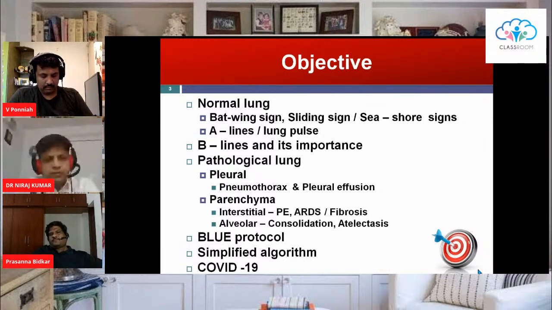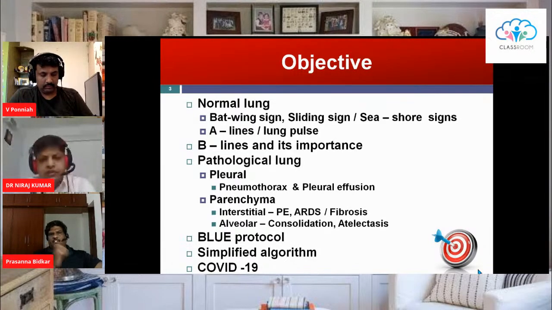Then comes the B lines, and what is the importance of the B line? We will discuss it. And after that, we will learn various kinds of pathological conditions of the lung. To make things very simple, first of all, we discuss the two pathologies regarding the pleura. One is air in the pleural cavity, that is pneumothorax, and another is fluid in the pleural cavity, that is pleural effusion. After that, we will discuss the parenchymal disorders. First of all, interstitial lung syndrome, then alveolar syndrome.